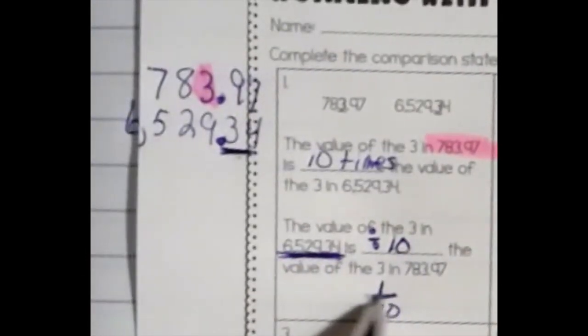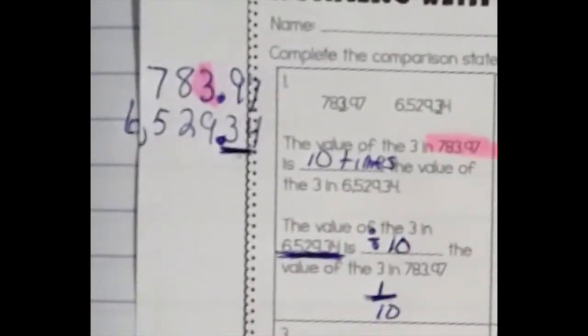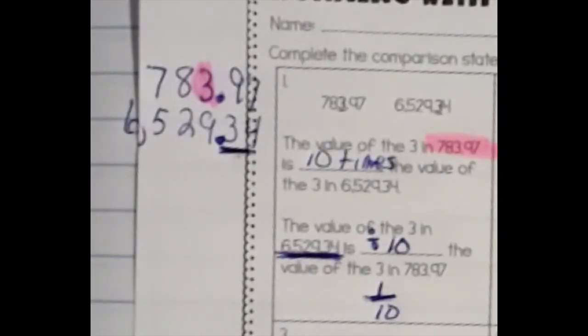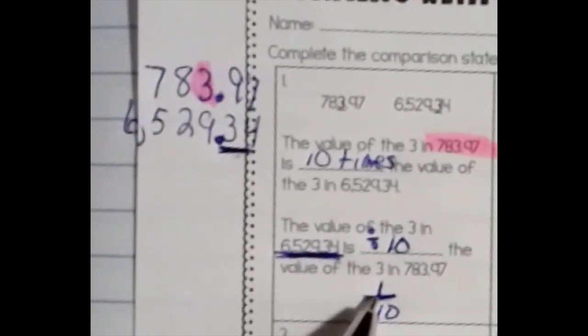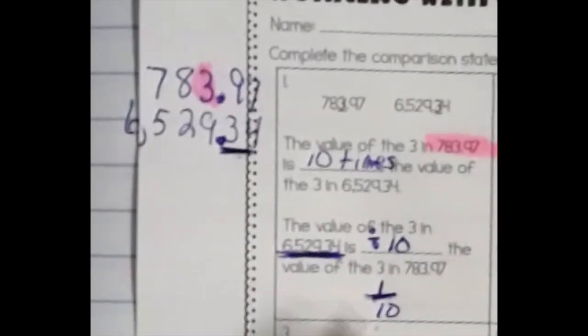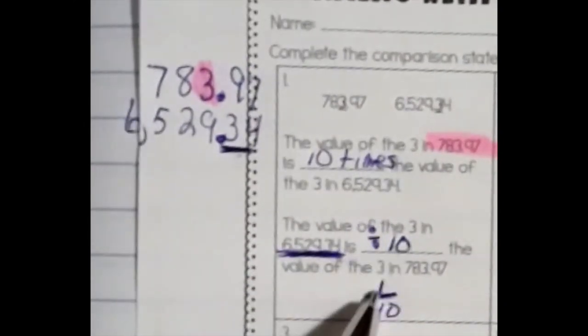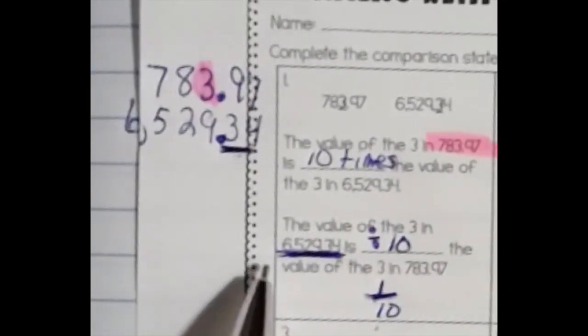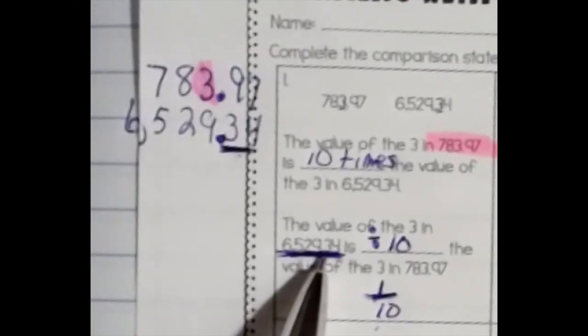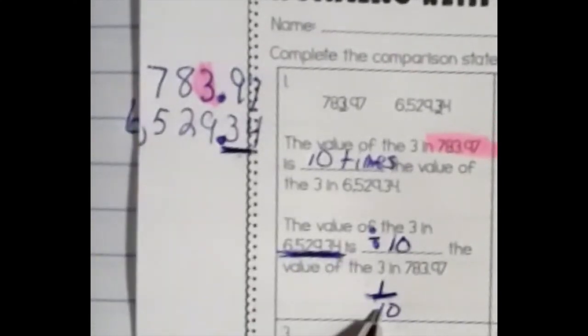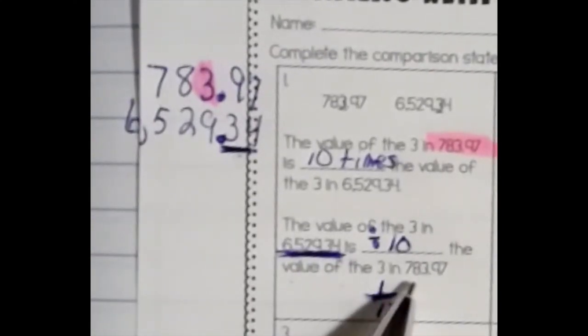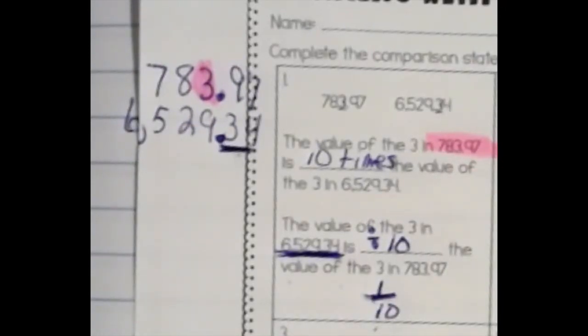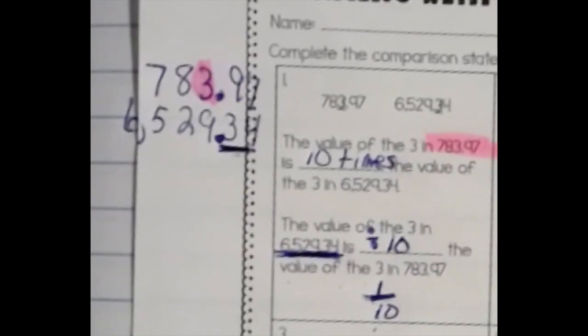This sign right here, I know you've always thought is a fraction bar. Well, it is a fraction bar, but it is also a division sign. This means divided by 10. So while this means divided by 10, so does this. And this is the way you're going to see it. The value of the 3 in 6,529 and 34 hundredths is 1/10 the value of 3 in 783 and 93 hundredths. Sorry, 783 and 97 hundredths.